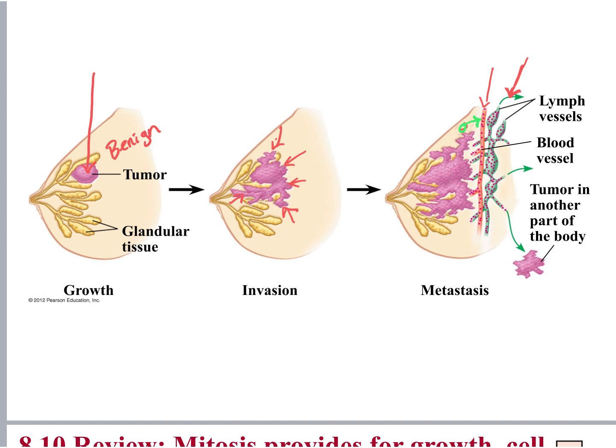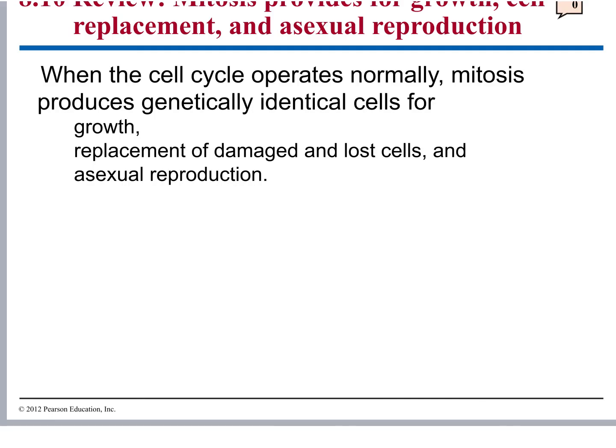Those cells also don't necessarily have to sneak into blood vessels. They can sneak into lymphatic vessels as well. And those lymphatic vessels run all throughout your body. So these lymphatic vessels can carry tumors to other areas of the body too.